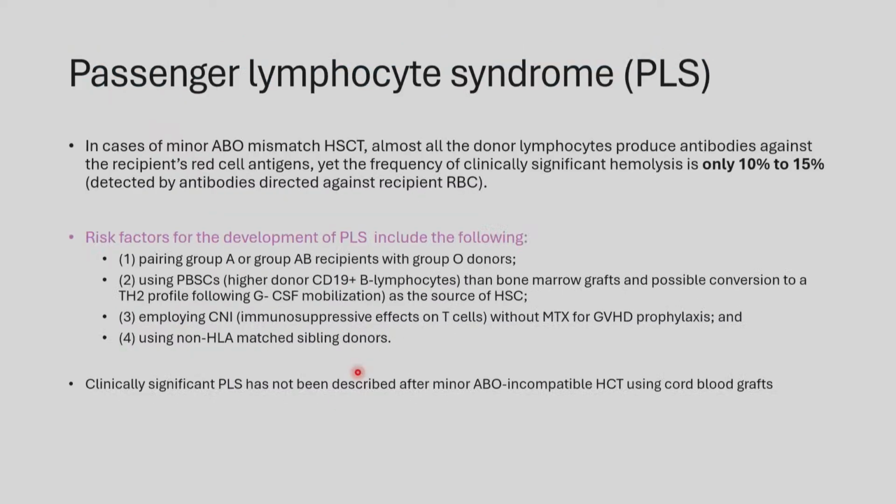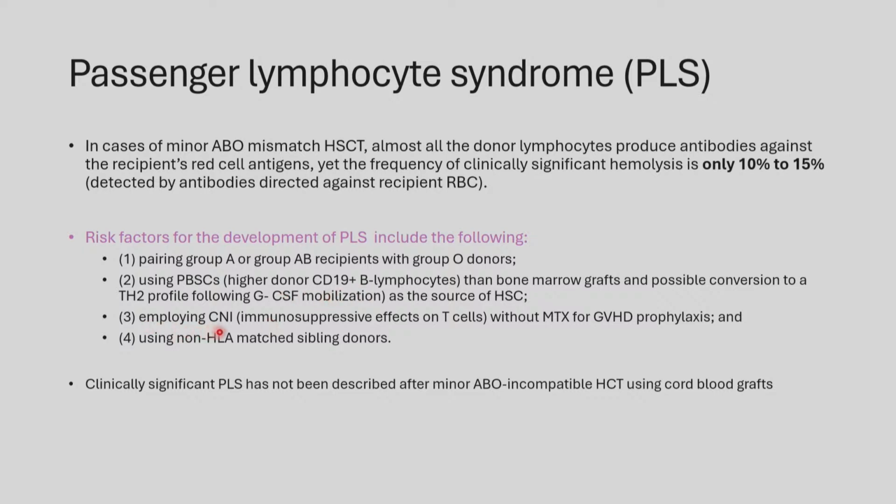So again, a little bit of focused discussion on PLS, that is passenger lymphocyte syndrome. In case of minor ABO mismatch, almost all donor lymphocytes produce antibodies against the recipient RBC antigens, yet the frequency of clinically significant hemolysis is only 10 to 15%. What are the risk factors? Pairing of group A or group AB recipients with group O donors, and using peripheral blood stem cells, which itself can cause this issue, because here you have a higher percentage of CD19 B lymphocytes, because you use GCSF for mobilization of the stem cells. So this issue can develop because of GCSF usage.